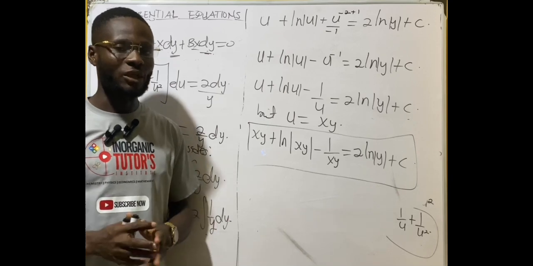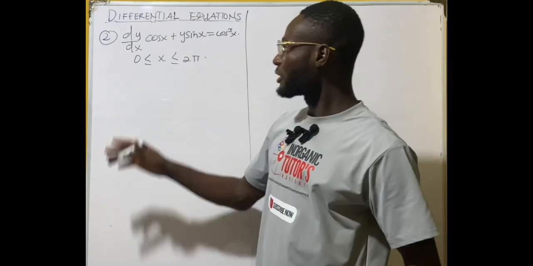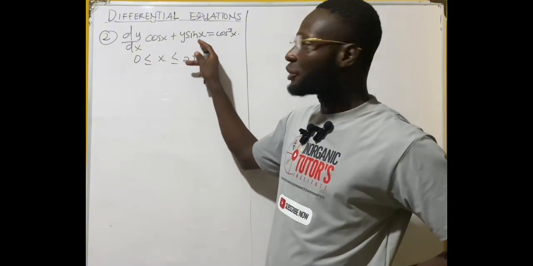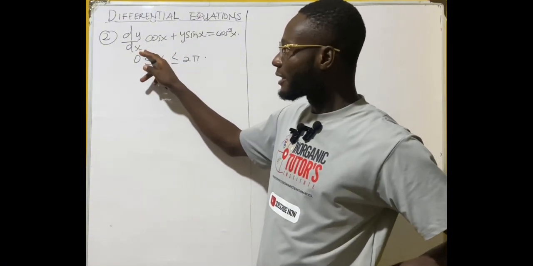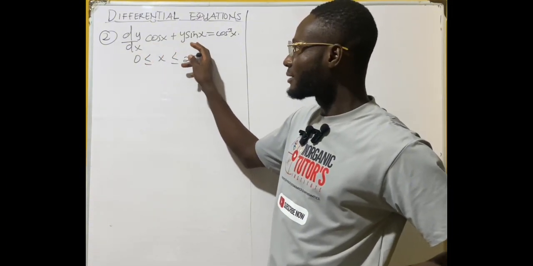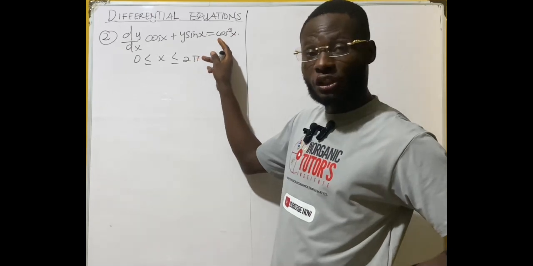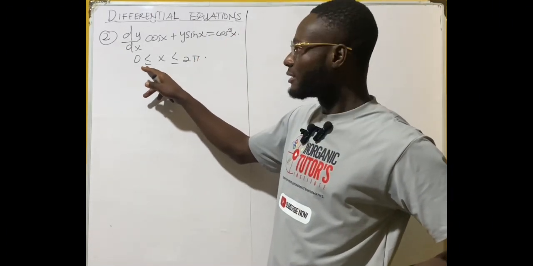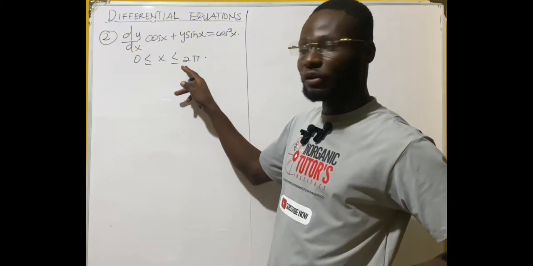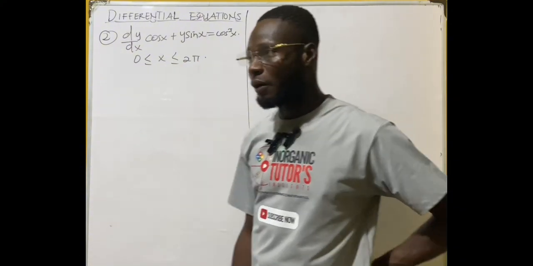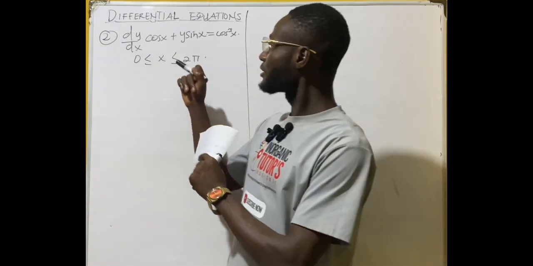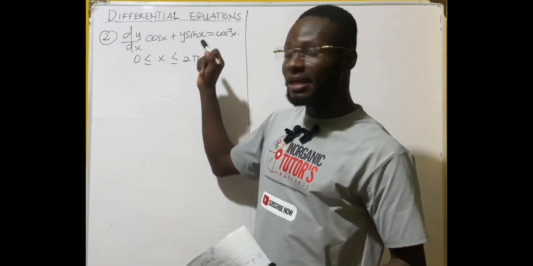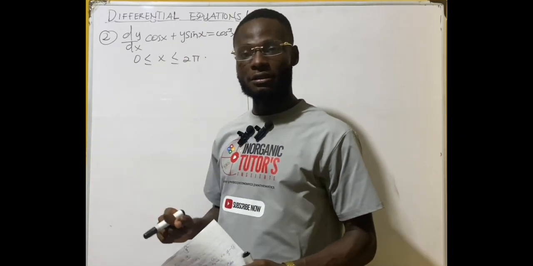Now let's move on to question number 2. Okay, so with question number 2, this is the differential equation that we have: dy/dx cos x plus y sin x equals cos cubed x, under this range, 0 less than or equal to x less than or equal to 2 pi. We want to find the solution of this function, then we sketch the graph of it, right?